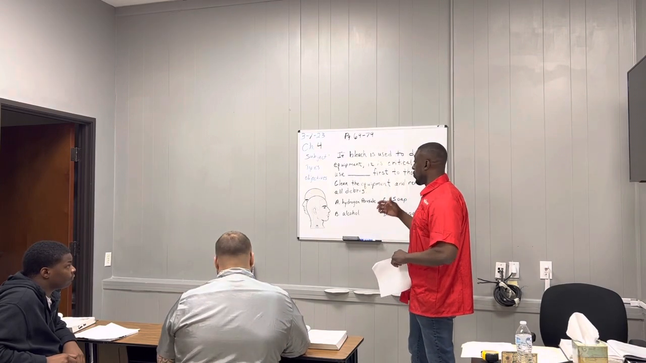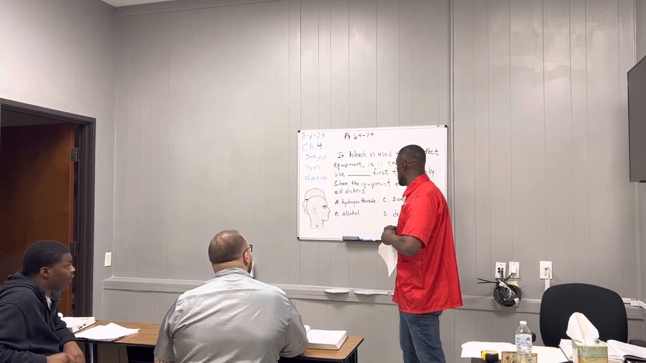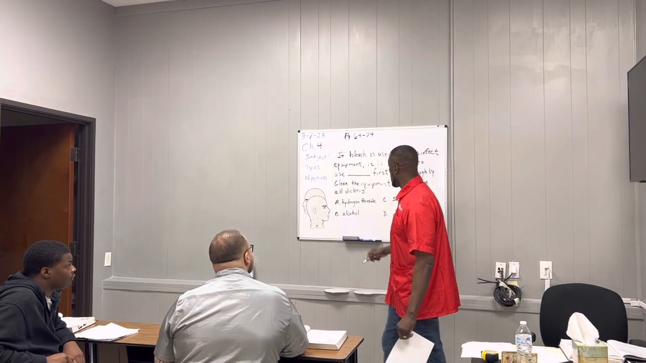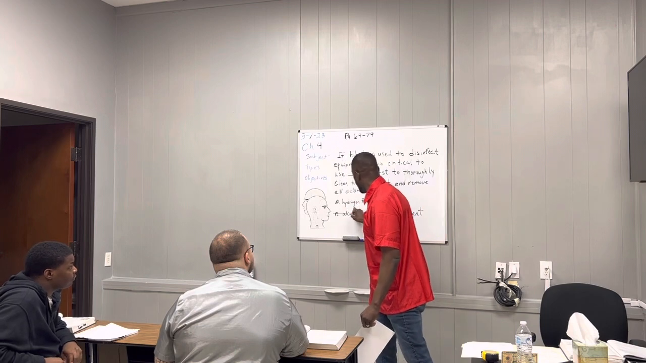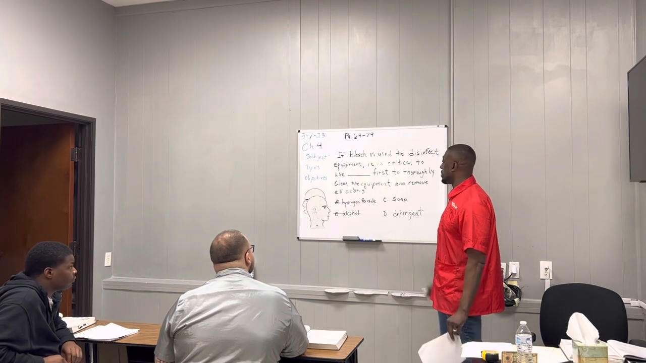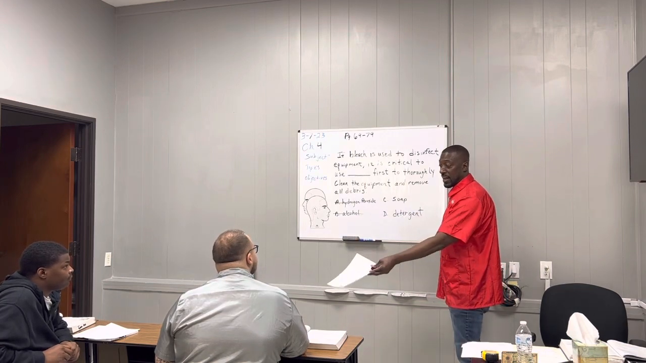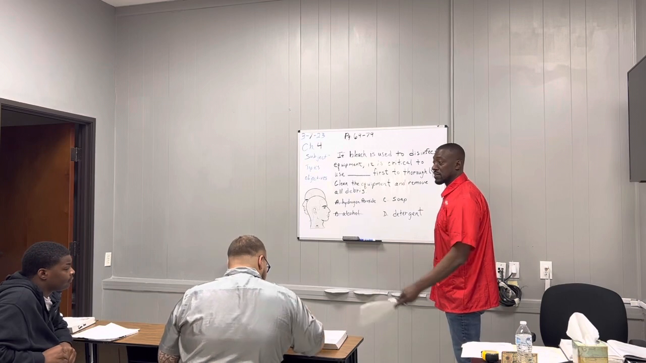Now, so we can clearly go ahead and eliminate two of these. Am I correct? Which two will we eliminate? Okay. Alcohol, eliminated. Hydrogen peroxide, eliminated. So that leaves us with what? Soap and detergent to choose from. Mr. Fett, read out loud what it says in your book about this.